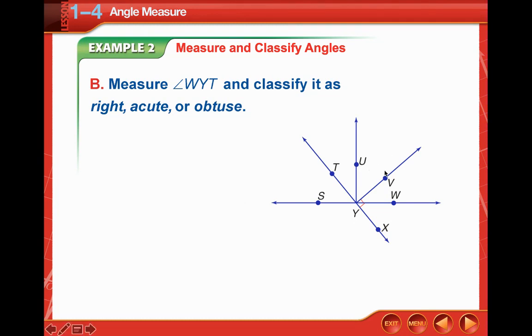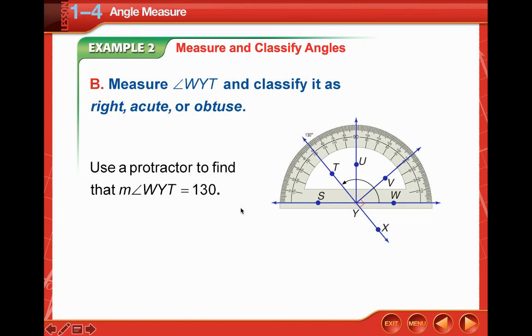All right, so WYT is this to this to this. So it's this angle right here. And if you know TYV is 90, TYX is 180. This is in between 90 and 180, so it must be an obtuse angle. You could use a protractor as well. It's always a good option.